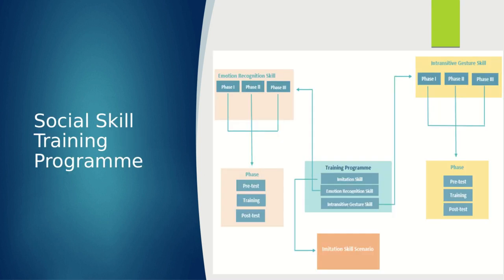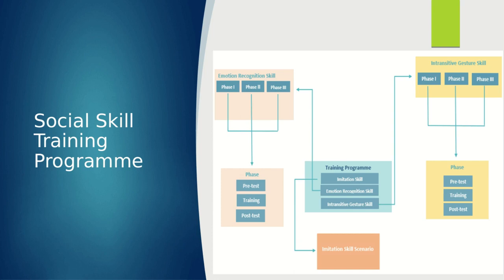The developed environment is a desktop virtual environment which employs a virtual robot that interacts with the child through a social skill training program. The Unity 3D game engine has been used to create the 3D interactive environment. The tool has been developed in two languages, English and Arabic, as the evaluation was conducted in Egypt. The developed training program targets three social skills: imitation, emotion recognition, and intransitive gestures.